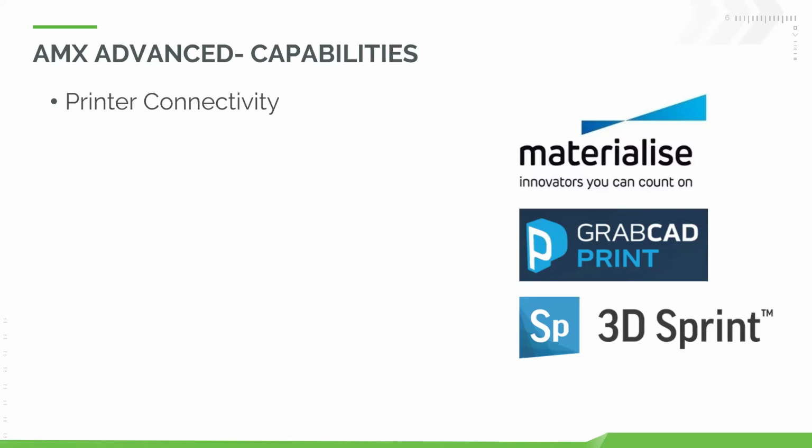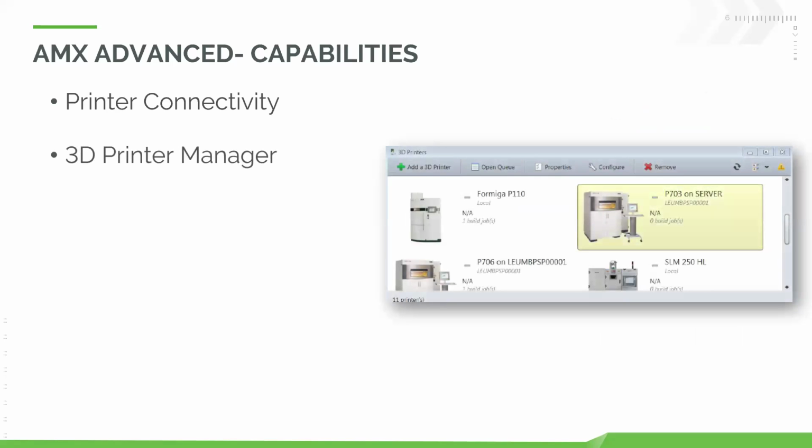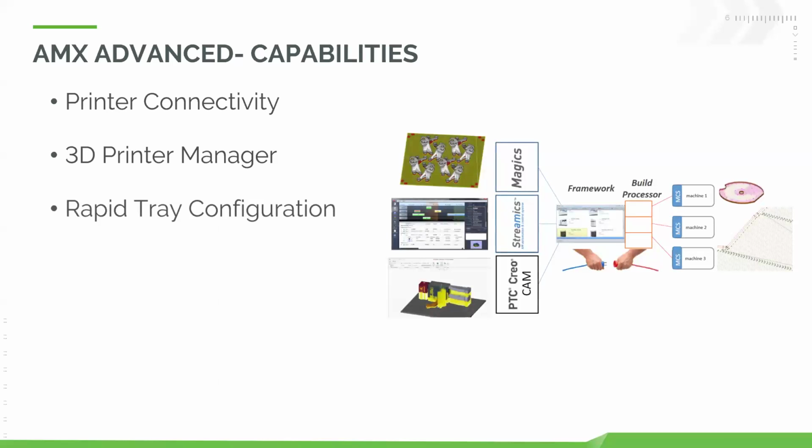What this gives you is 3D printer connectivity to 70 to 80% of the metal printers on the market. Once you're connected, the integrated 3D print manager really simplifies printer selection and configuration. And this is doable thanks to Materialise and their build processor that we use inside of Creo Parametric. You also, with AMX Advanced, get rapid tray configuration.